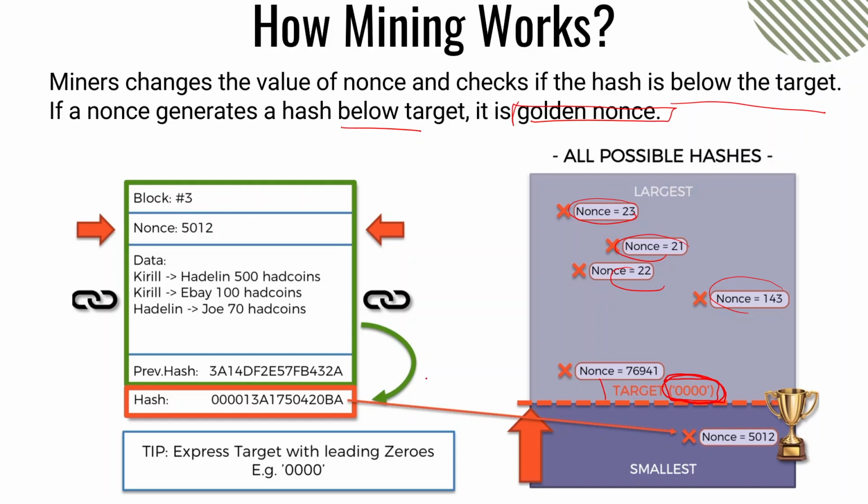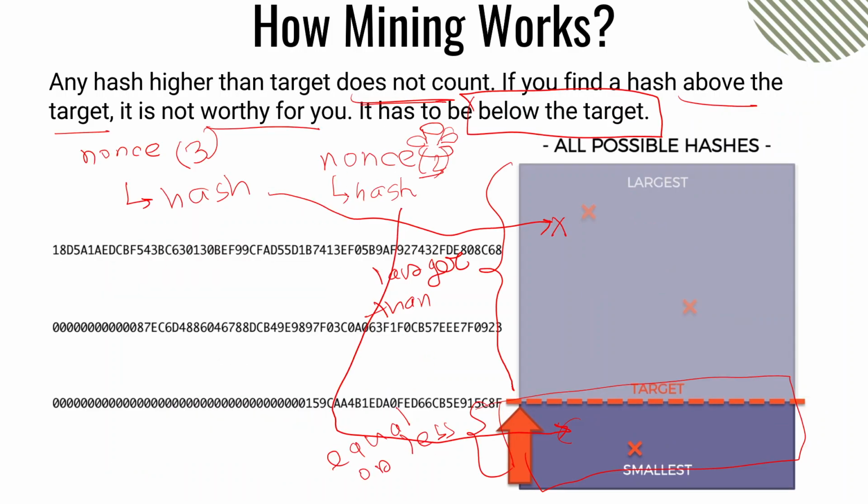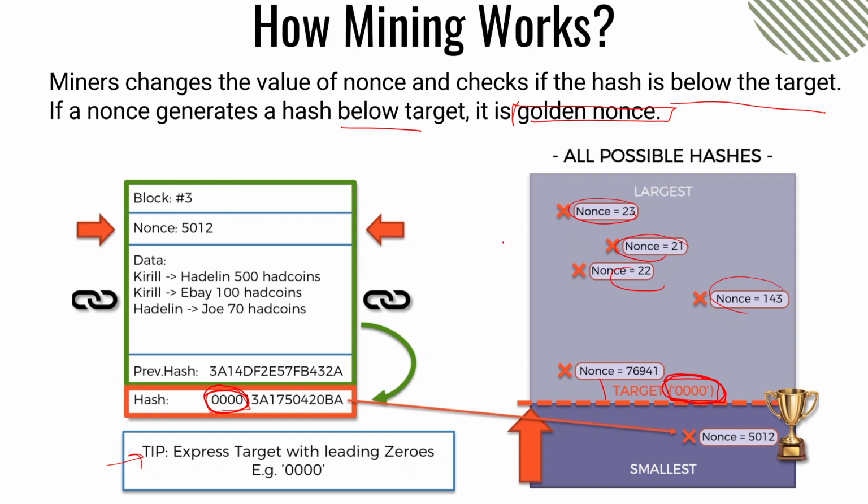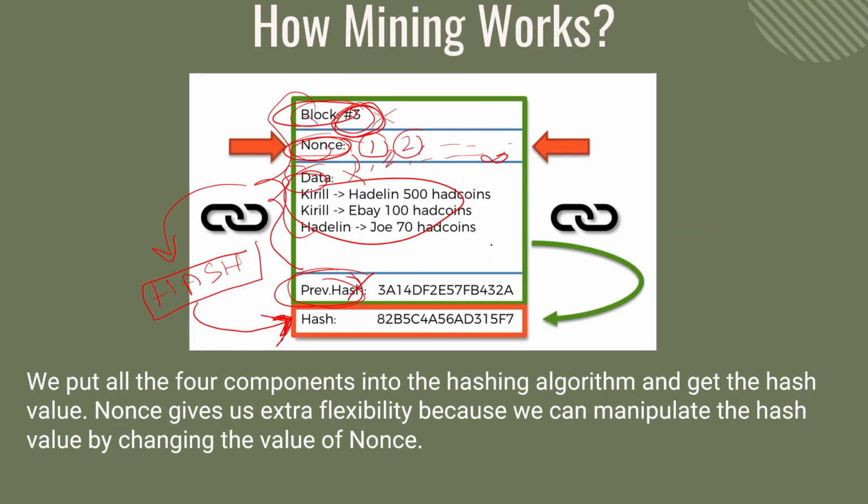So he will get to know that the hash value starts from 0000. So he will try to find a nonce value that generates a hash value with four leading zeros. And this is the tip: express the target with leading zeros. This is written here. So as we discussed, you can understand this from here. That's how mining works.